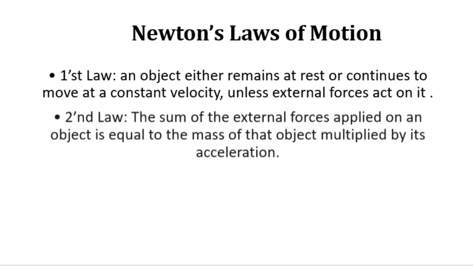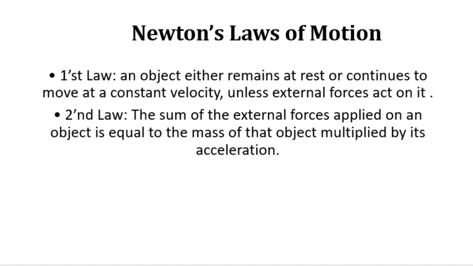The second law states that the sum of the external forces applied on an object is equal to the mass of that object multiplied by its acceleration. So if you know the mass of an object and its acceleration, you can know what forces are applied on it. On the other hand, if you know that same object's mass and the force applied to it, you can calculate acceleration. This also means that an object of certain mass will only accelerate when external forces are applied to it.